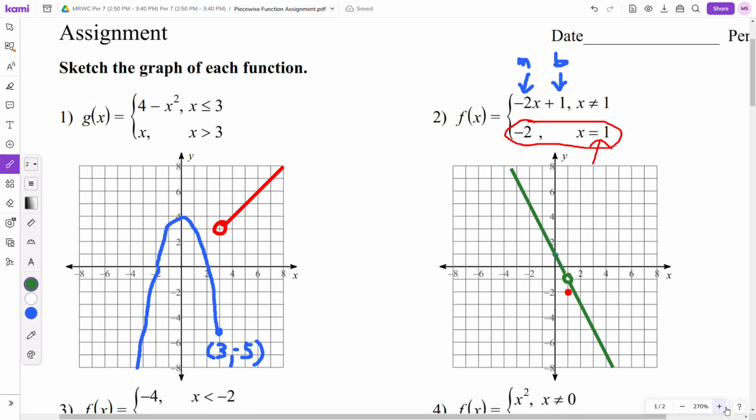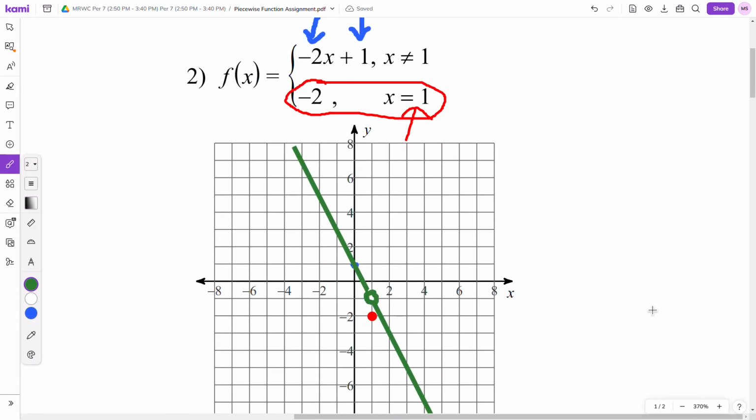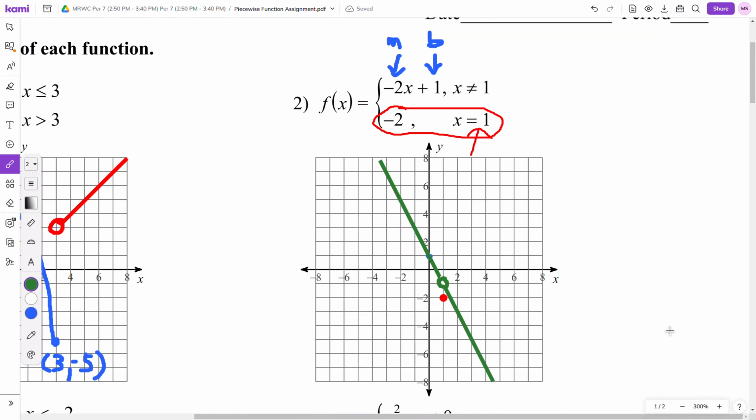I think it's a little zoomed out. Okay, so we accentuate that hole with a circle because, of course, the hole is infinitely small. We would never see it if you zoomed in. But that's where it is, and that's what that line would be. And there's your piecewise function.